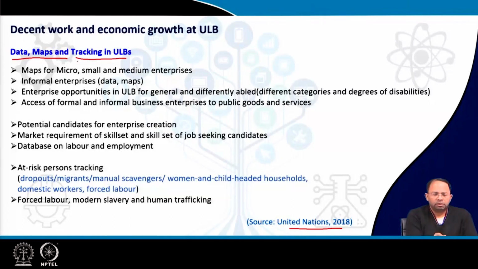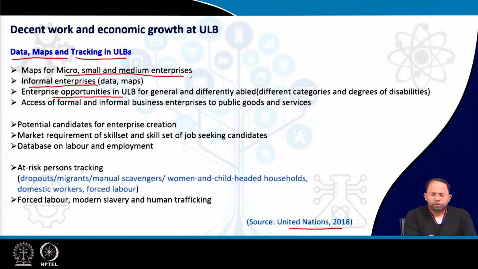So for example, to ensure that we are keeping track of all the development in the city, particularly in regards to jobs and all, we can create maps for micro, small and medium enterprises, not the big ones of course, these are only talking about the smaller ones. Then we should also have data and maps on the informal enterprises, where are the informal markets, where are the vendors, where are the different other kinds of employees, and we have to have statistics on the employees who are employed in the informal sector.